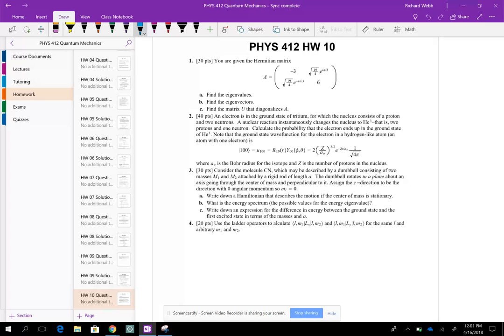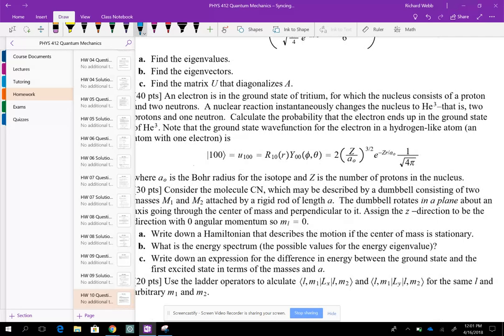The second one, an electron in the ground state of tritium, for which the nucleus consists of a proton and 2 neutrons. Just want to make sure you know you have three particles in the nucleus of tritium and 3 particles in the nucleus of helium-3. Thus, the masses are virtually identical, so you don't need to worry about the difference in the mass of the nucleus. For both of them, you have the eigenstate 100, this function where the A0 is going to be the same for the 2.